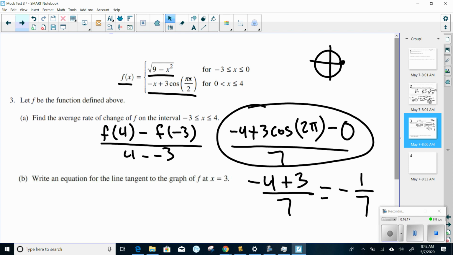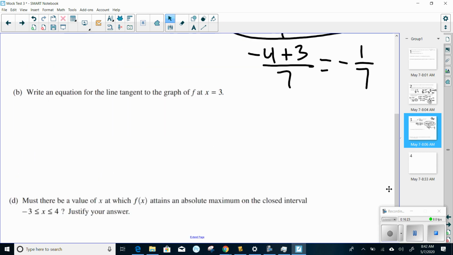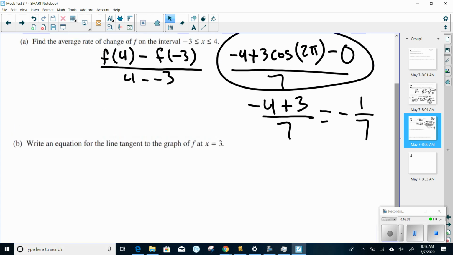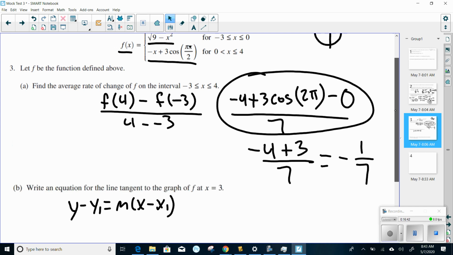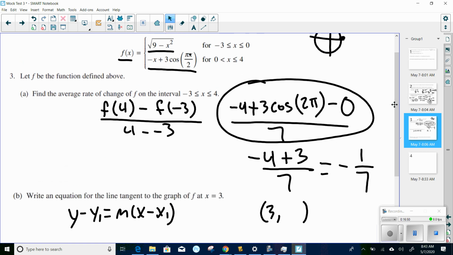All right, B says write the equation for the line tangent to the graph at x equals 3. So I need to find the equation of the tangent line. We should automatically be doing this. I need a point and I need the slope. So I'm going to come back up here. We know x equals 3, but I've got to find the y coordinate that goes with that. So pick the right function to plug 3 into. We're going to use this one right here. So let's plug 3 into there.